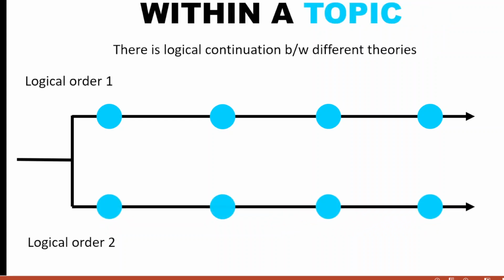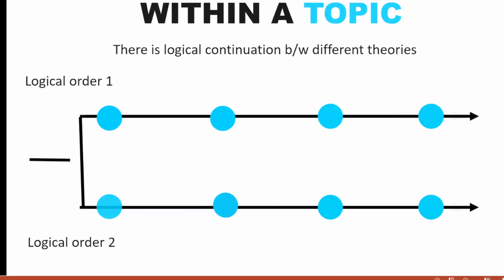Now, there might be different theories on the same topic. So within a topic, there might be different theories. For example, in psychodynamics, there are different perspectives. There is Freudian psychodynamics, then there is Adlerian, Jungian and stuff like that. So they might have different ways of perceiving the same thing, and they came up with different theories.